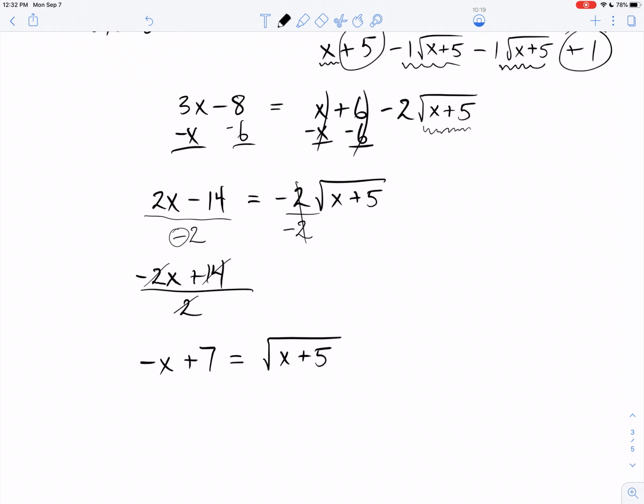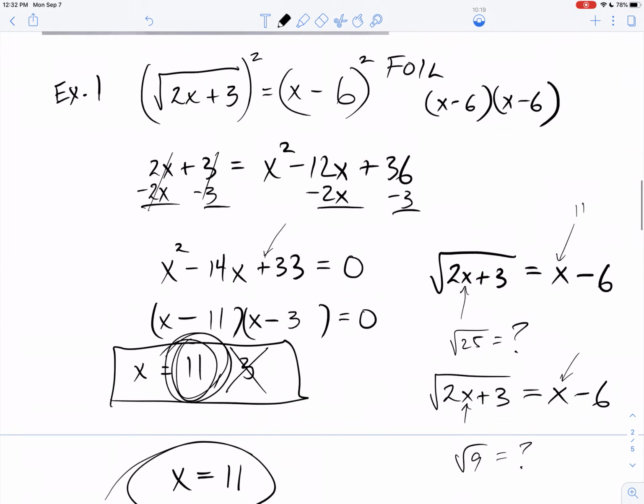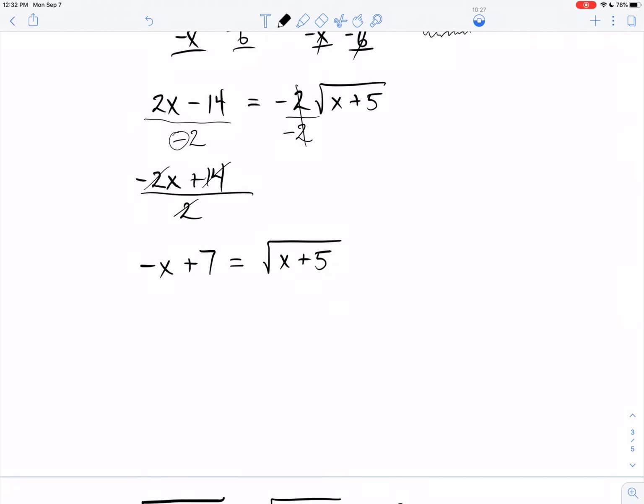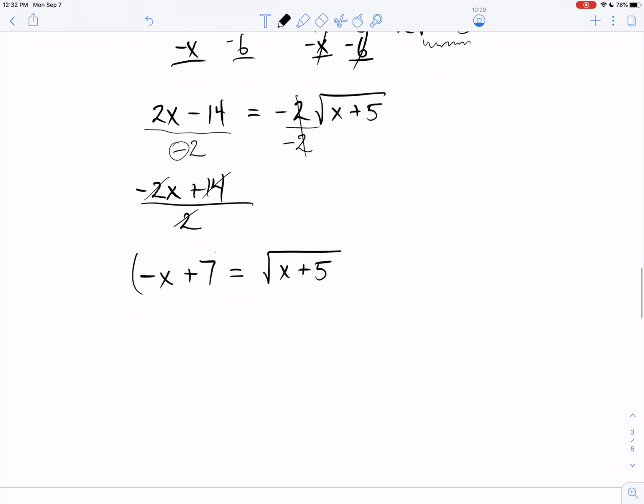And guess what? Now it looks just like example 1 did. Now it looks like this guy. So what's my move? Well, I razzbazazzed, so I'm going to do it again. Square both sides and solve. If I square this side, I get x plus 5. This part over here, bam, done deal. But if I square this side, again, I have to FOIL. So I would say, what do I get when I do negative x plus 7 times itself?